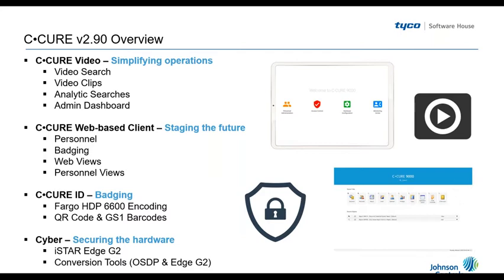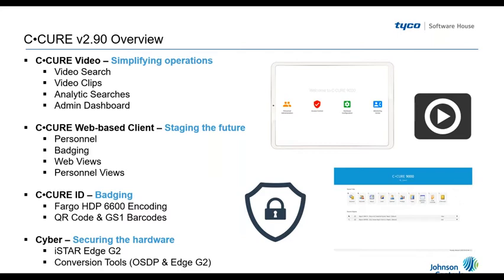On the Secure ID side, we did add a new Fargo printer. That's the HDP 6600. That is one of the leading badging printers available today through HID. So that functionality was included along with some QR code and GS1 barcode support within that badging designer. And then on the cyber side, we had the introduction to our new iStar Edge G2, which hopefully you all are familiar with. That's one of Greg's latest and greatest introductions to the portfolio.